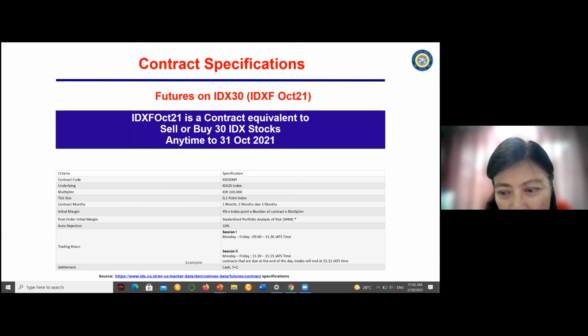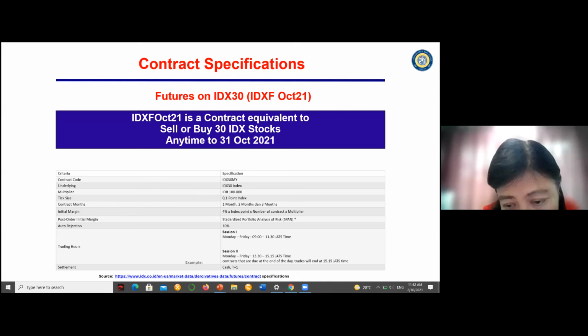Then initial margin, I said just now, is the 4%. You only pay 4% of your contract value, which is index points times the number of contracts times the multiplier. Then your trading time is 9 a.m. to 11:30. And then you have got a 2 hours break. You want to be a dealer, okay? It's 13:30 to 15:15. Not bad time, okay?